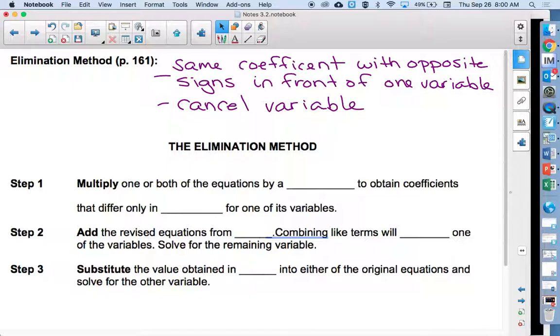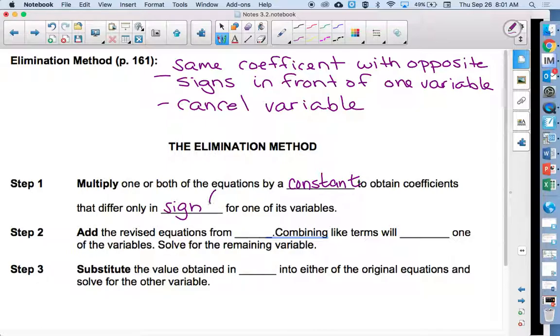So the elimination method requires some multiplication. We have to kind of tweak the equation a little bit to get the coefficients to be the same. So it says multiply one or both equations by a constant. A constant is just a number. So maybe we have to multiply it by 5, maybe I multiply it by 2, maybe -3. Or maybe both of them need to be multiplied by something, to obtain coefficients that differ only in sign. That means one has to be a plus and one has to be a minus. That's what differing by sign means. So I have to have one with a plus, one with a minus.